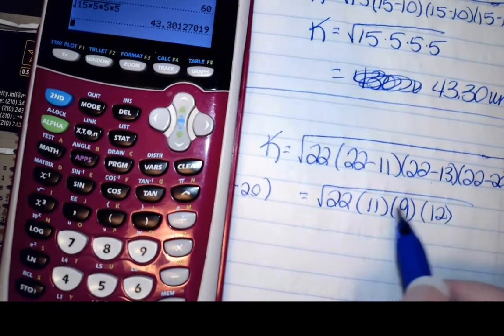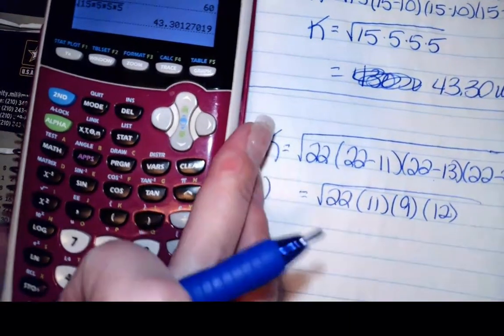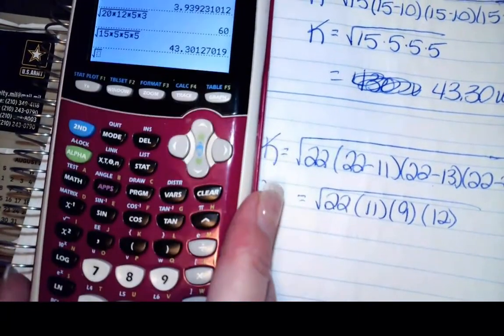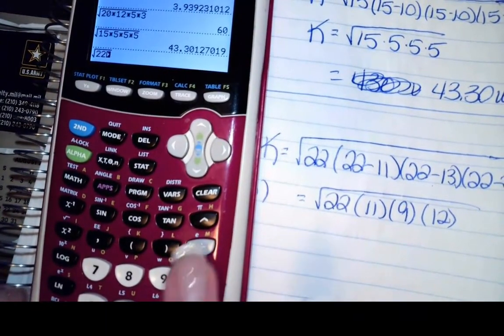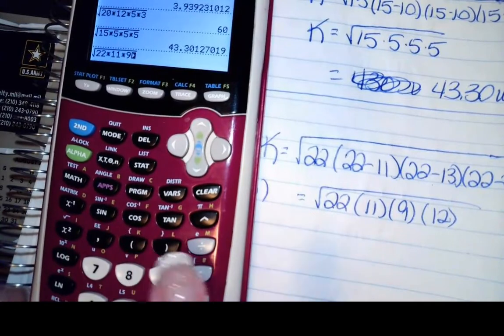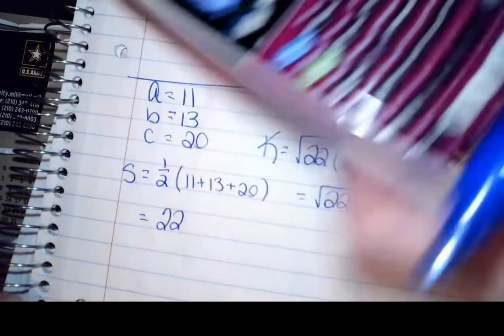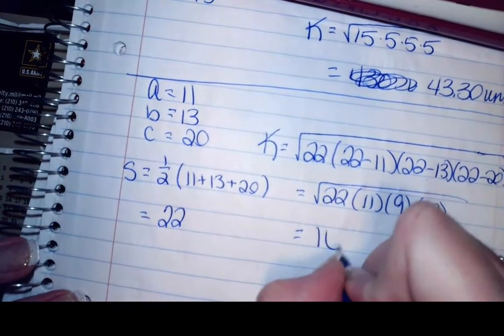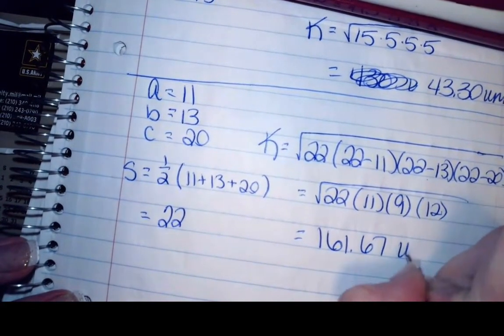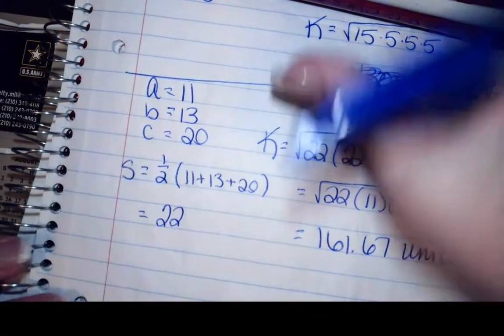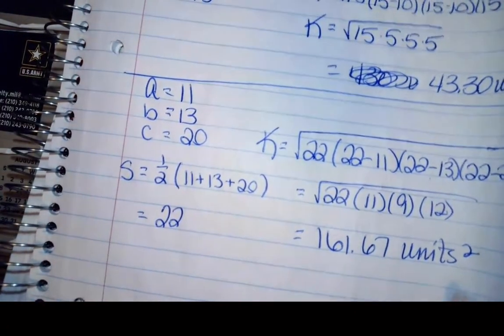All right, 22 minus 13 is 9. 22 minus 20 is 12. There we go. So the square root, that's not the square, yes it is the square root. The square root of 22 times 11 times 9 times 12 gives me 161.67. So 161.67 units squared.